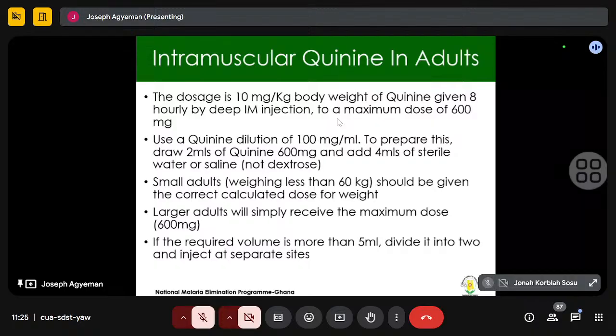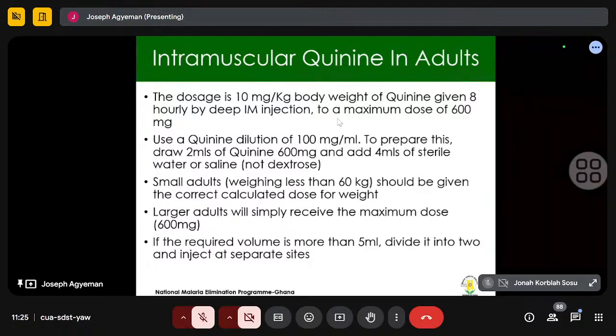But since you have given some for the first day, you are only going to continue to complete a total duration of 7 days. Don't do the orals for a whole 7 days in addition to the injections, that will be 8 days, which will be wrong. You are continuing to complete a total duration of 7 days.